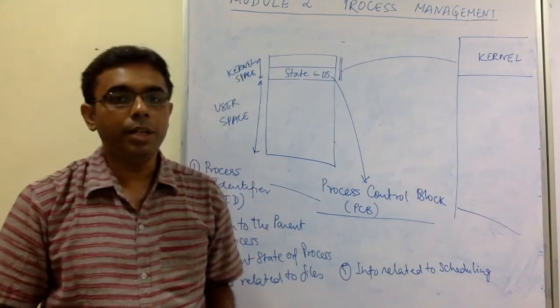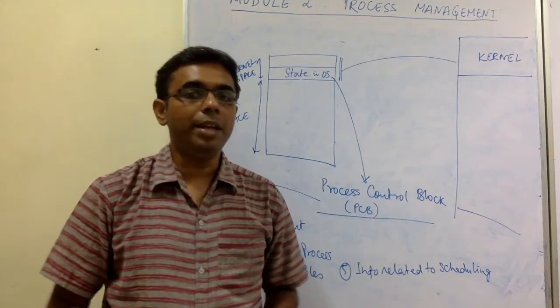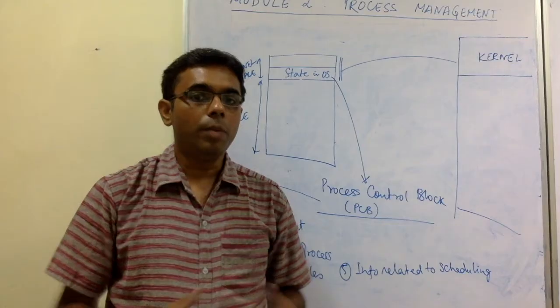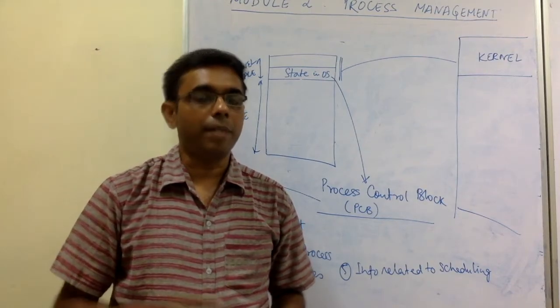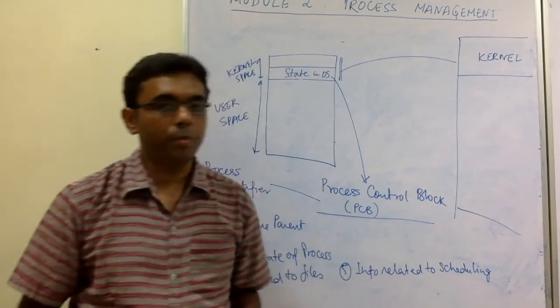For example, during execution the process may need something to be stored onto the stack. So the program stack will be needed. As a result, the OS allocates some space for the program stack and makes it available to the process. It may need some dynamic data to be stored, so it may need some heap.